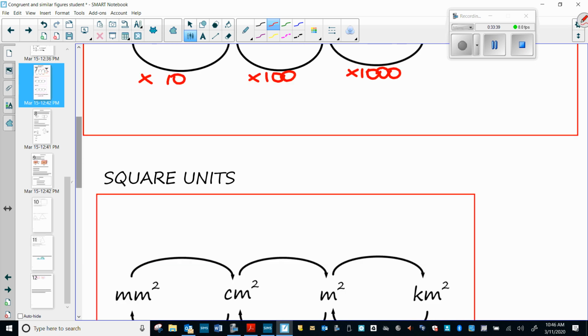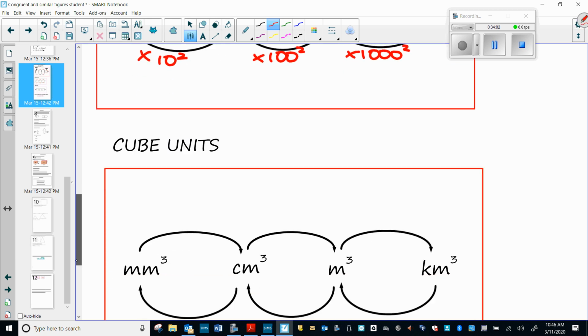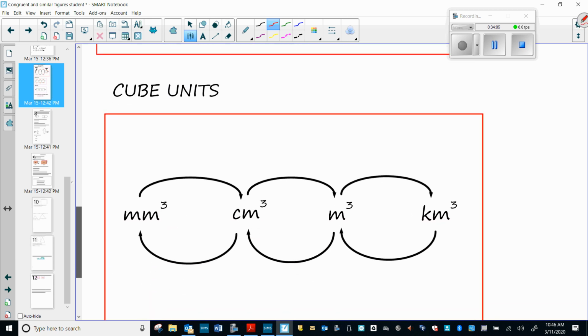Square units. Divide by 10 squared. Divide by 100 squared. Divide by 1,000 squared. Multiply by 10 squared. Multiply by 100 squared. Multiply by 1,000 squared. What on earth would we do with cube units? We ask ourselves, should we square root them? It wouldn't surprise me that some of you might consider that. But no, we would divide by 10 cubed, divide by 100 cubed, and divide by 1,000 cubed.